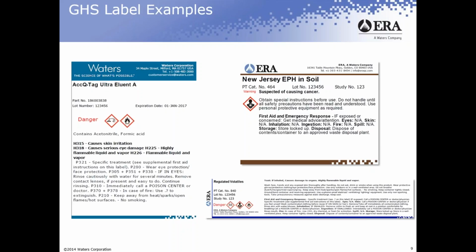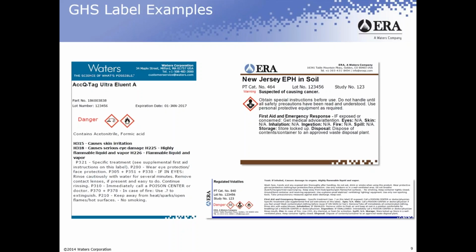On the right-hand side, even though this is not an ERA product, it's a Waters product, and this is an example of a European Union compliant label. So the label on the left is a product for Waters, which is called AccuTag Ultra LUNA. You notice again, a familiar theme is arising here. We have the signal word, we have the two pictograms, and then we have our hazard and our precautionary statements.